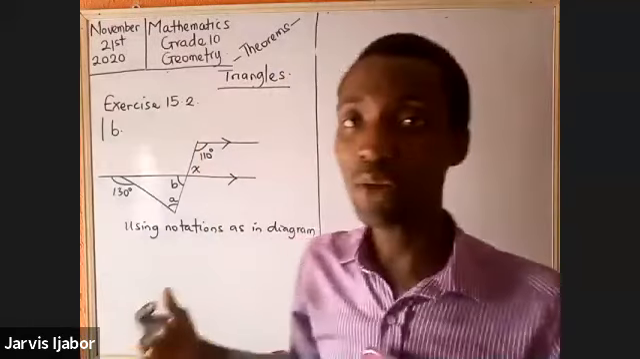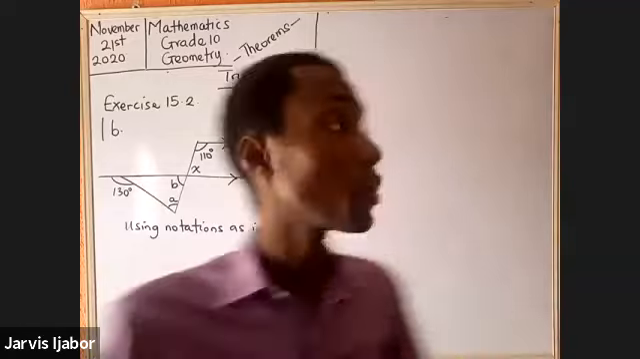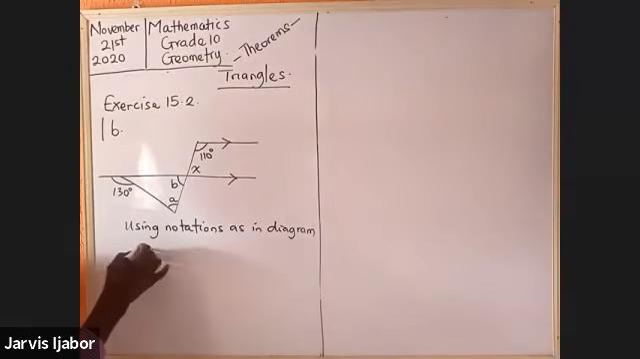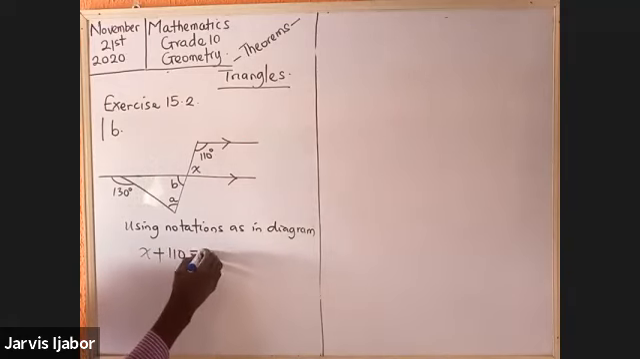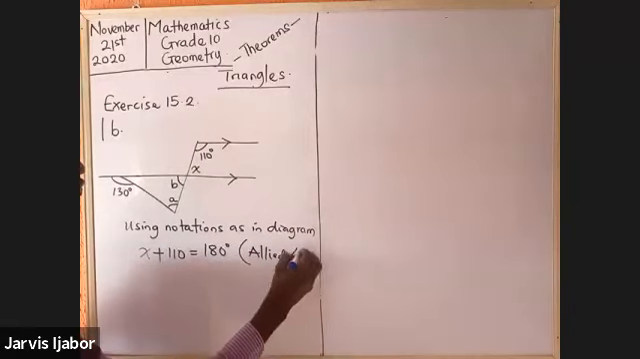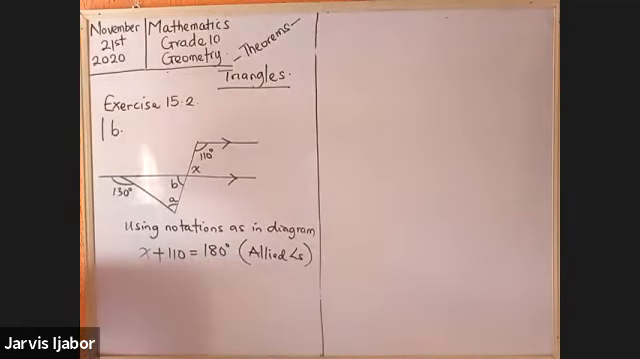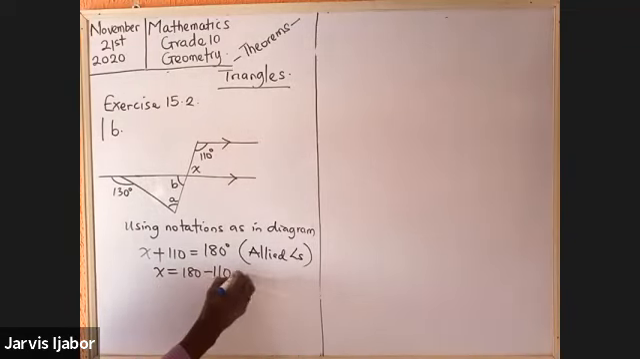And from our basic knowledge of parallel lines having a transversal cutting through, we know that co-interior or allied angles sum up to 180 degrees. That is, they are supplementary. So X plus 110 will be equal to 180 degrees, and the reason is allied angles. As such, X will be equal to 180 minus 110, and that will be 70 degrees.